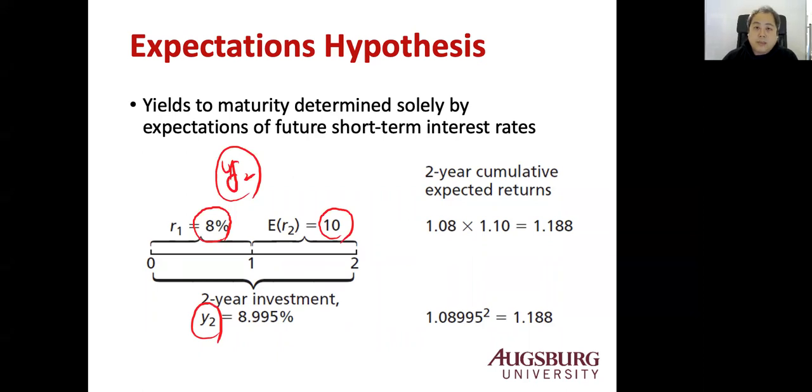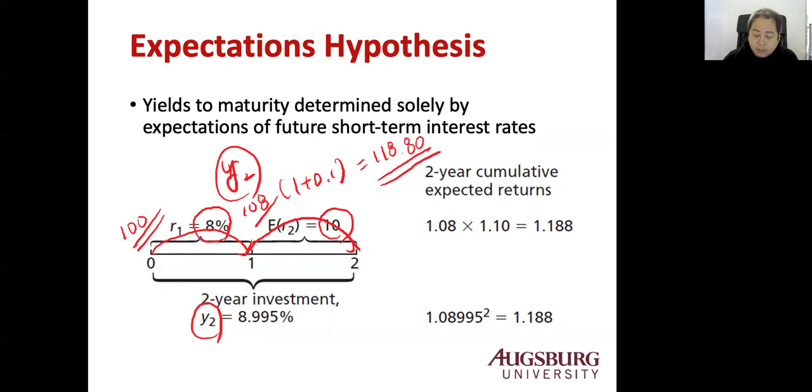So suppose we don't have any preference about the maturity. Suppose you invest $100 today, and a year later, you will get $108, right? Because of 8% interest. You invest 1 year more, now you have 10% interest, right? Which means that you're going to have $118.80, right?